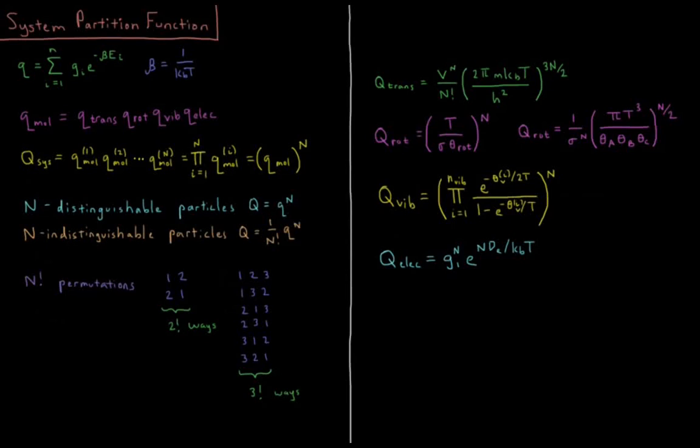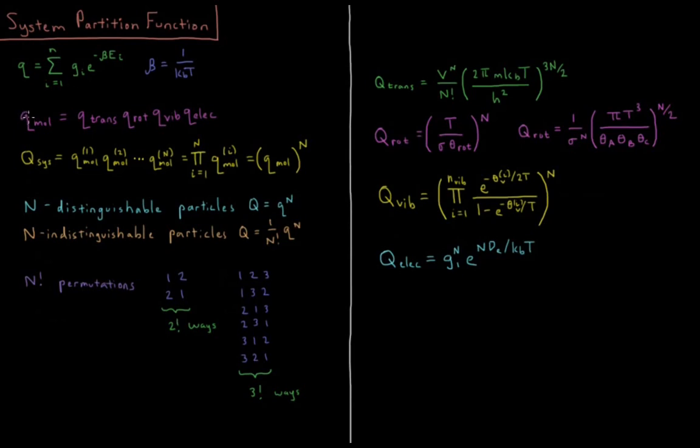This video will discuss the partition function of a system of n independent molecules. So our partition function, as has been the case throughout this entire chapter, is a sum over all energy levels of the degeneracy of that energy level, g sub i, times the Boltzmann factor of that energy level, e to the minus beta E sub i, where beta is 1 over kT, E sub i is the energy of that energy level, and the degeneracy is the number of unique states in that energy level.